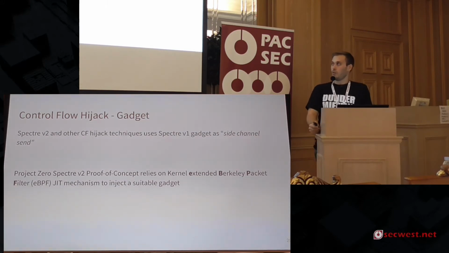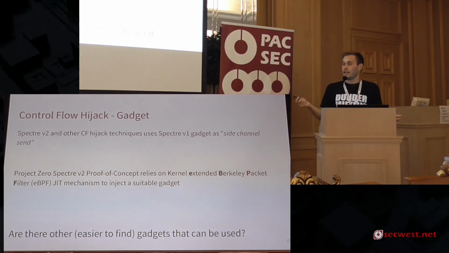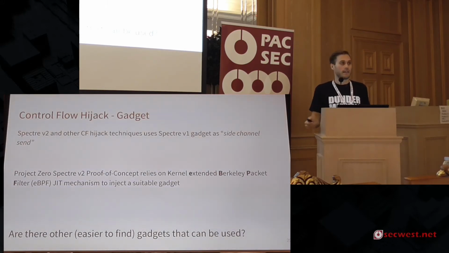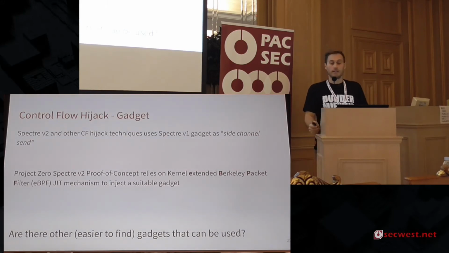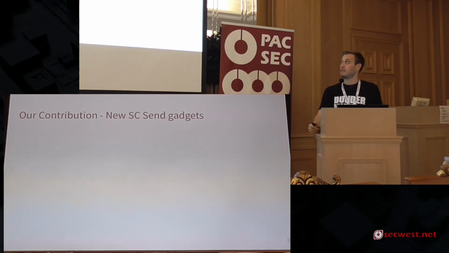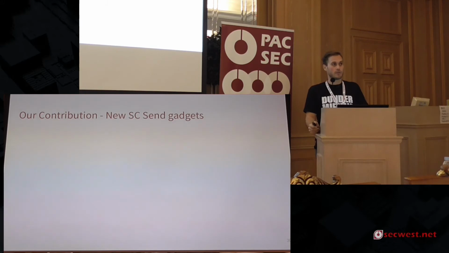At this point, we asked ourselves: can we find any other gadget? Are there any other gadgets that can be used to leak information, or are we stuck with Spectre v1, which is notoriously very hard to find? And the answer is yes, there are other gadgets that can be used, and we found two of them.